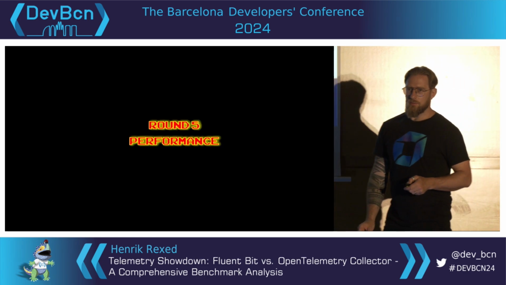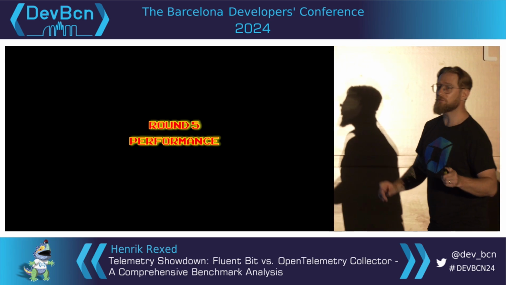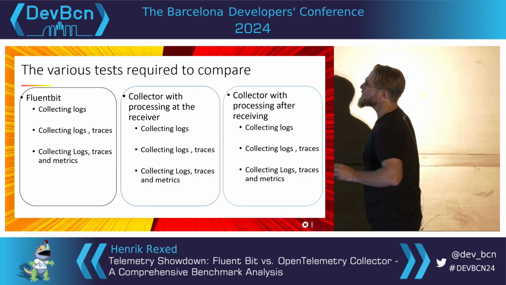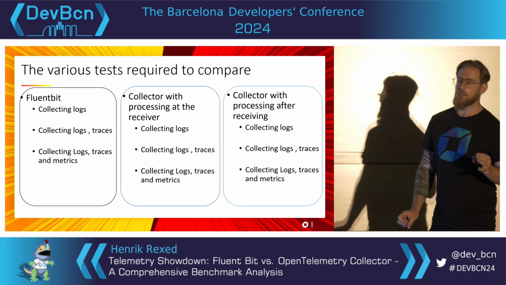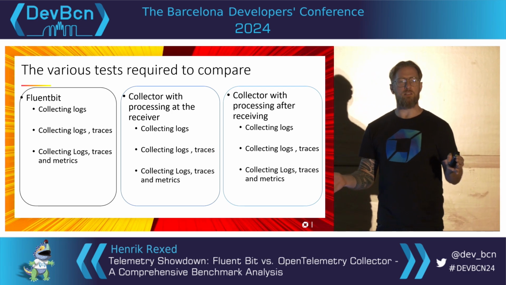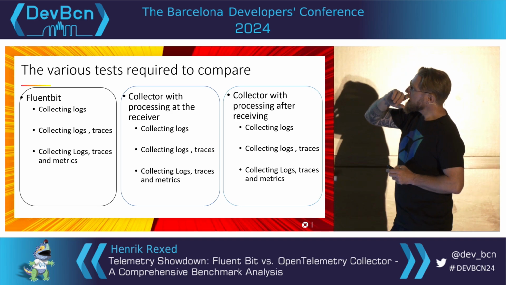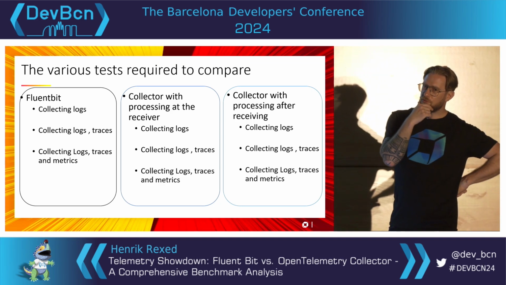All right, so now let's jump into the interesting numbers, which is the performance. So round 5. All right, so to achieve this, I had to do some benchmark. So I decided to do different pipelines. Of course, I'm going to do pipelines for Fluent Bit. And then when I looked at the collector, I said, oh, I can do different things in the collector.